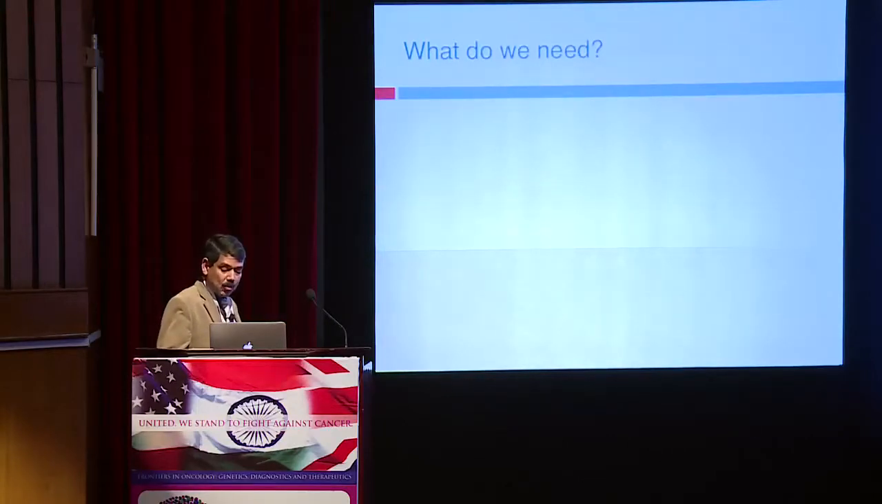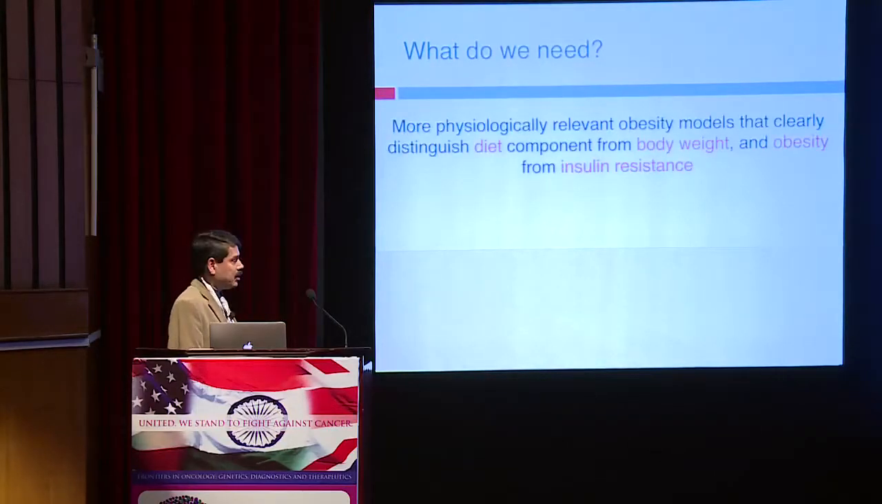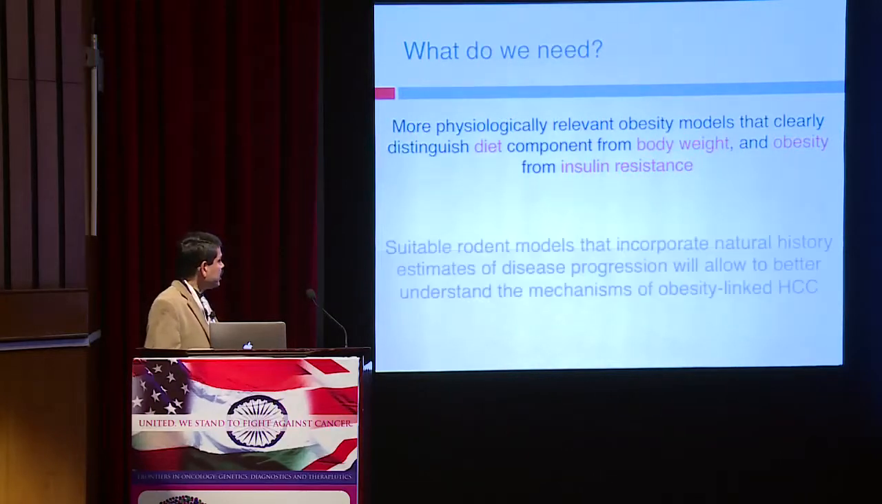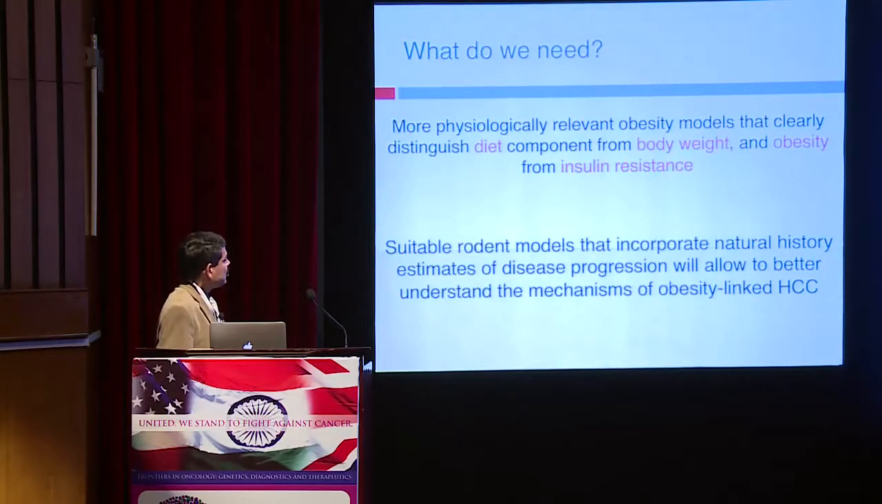So the question is, how can we advance this field? We need a more physiologically relevant obesity model that clearly distinguishes the diet component from body weight and obesity, and obesity from insulin resistance. Because we think a suitable model is very critical for mechanistic study. And if you have a suitable model that incorporates the natural history of disease progression, that will allow us to better understand the mechanism of obesity-linked cancer.